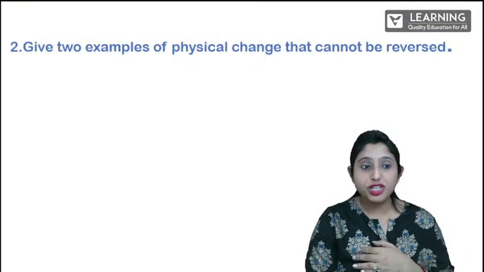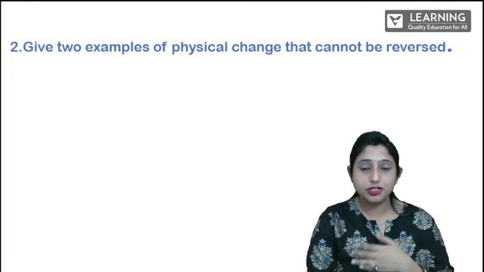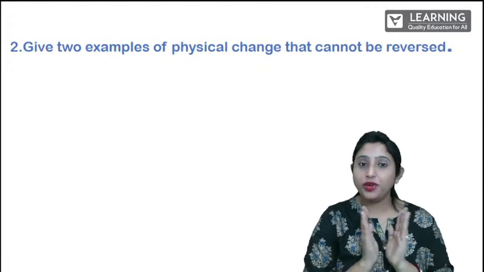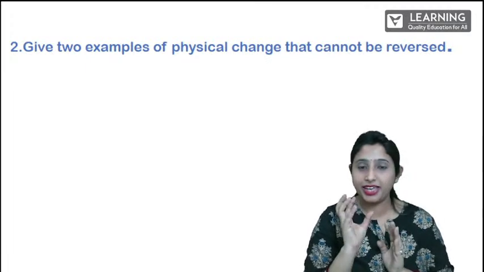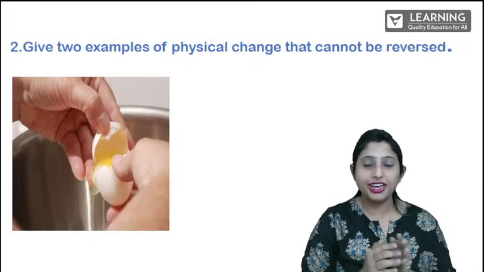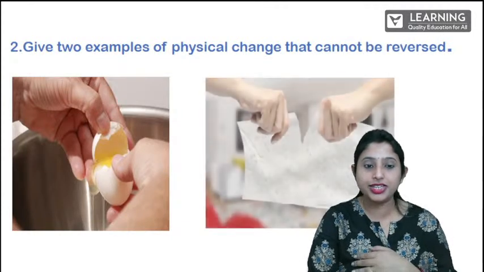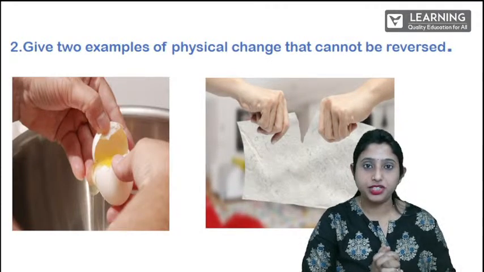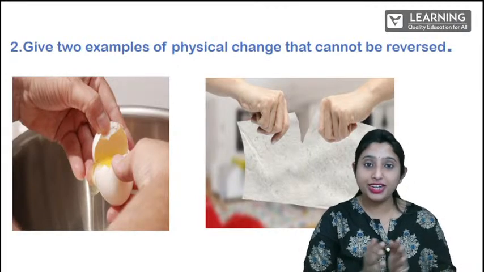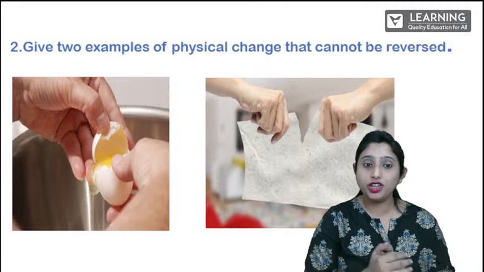Okay. Now, give me 2 examples of physical change that cannot be reversed. You all take egg, right? You love it, right? But when you break it, what happens? Can you get back the exact shape of that? No, isn't it? So, breaking of an egg is an example of physical change that cannot be reversed. And the next example is tearing a paper. Tear it into small pieces. Can you get back the shape? No, right? So that is an irreversible change. So these are 2 examples of physical change that you cannot reverse.